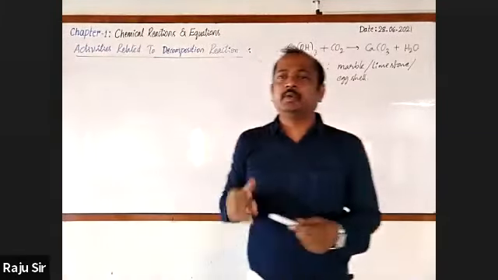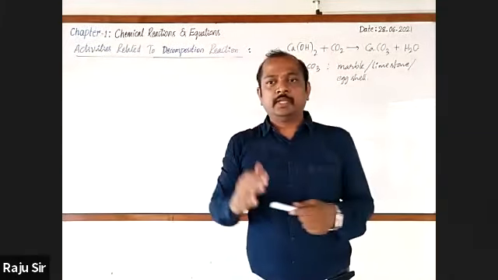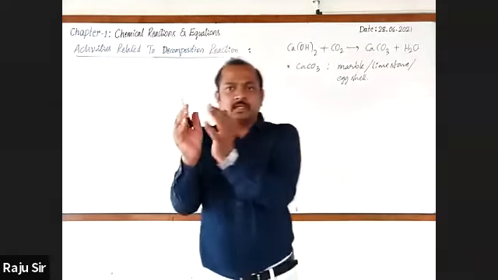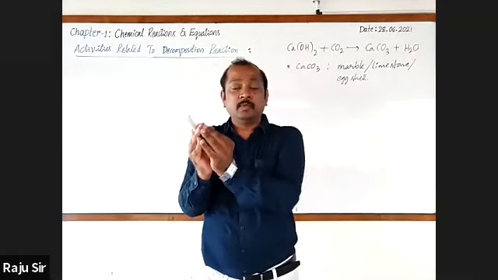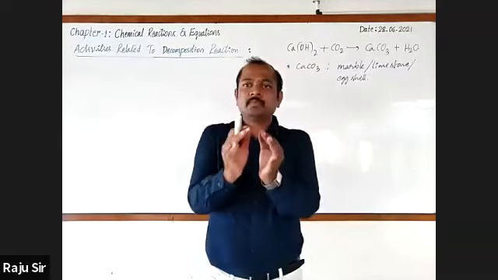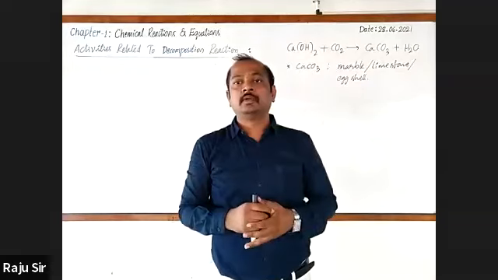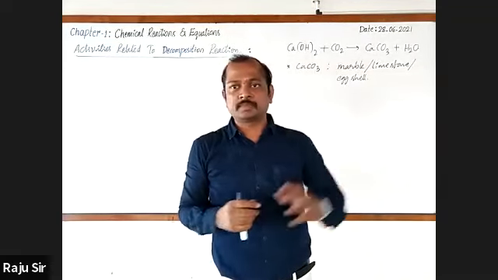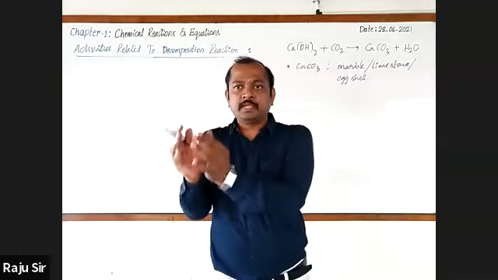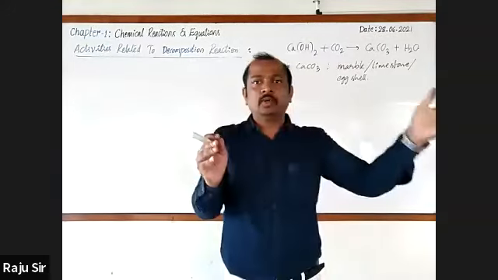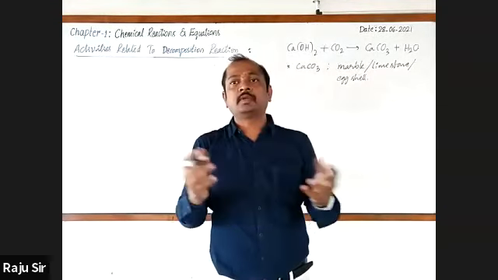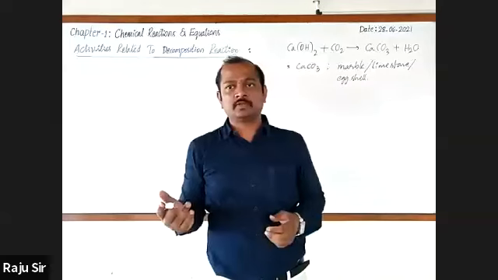Dear students, we know that in case of decomposition reaction, one single chemical substance will be there, and due to some conditions, it gets split up into 2 or more other chemical substances. So this is splitting up of one reactant into 2 or more products. We call it decomposition, right?